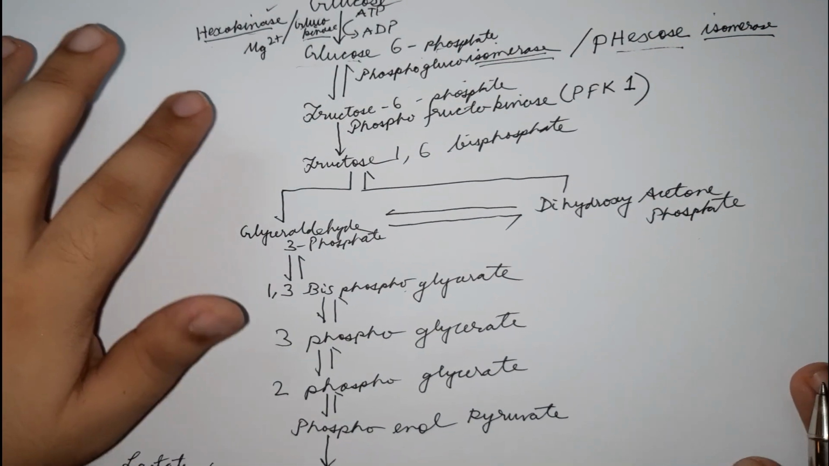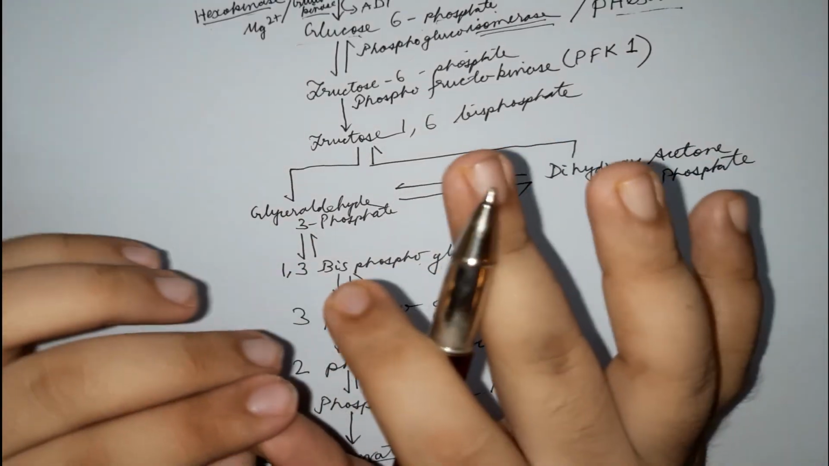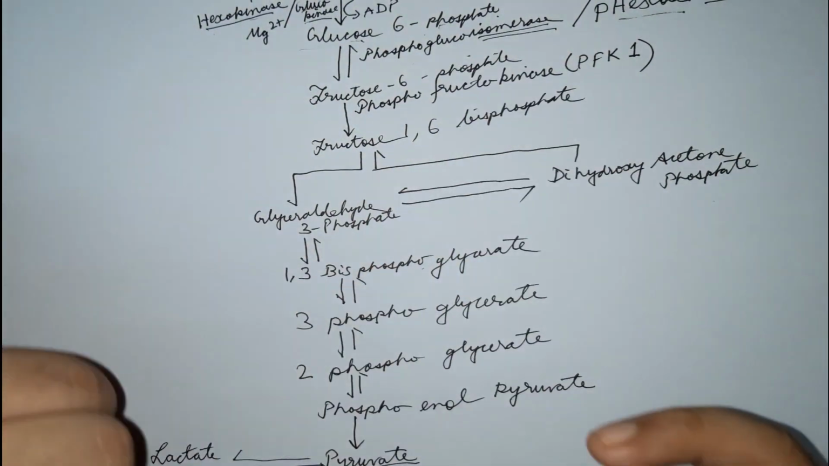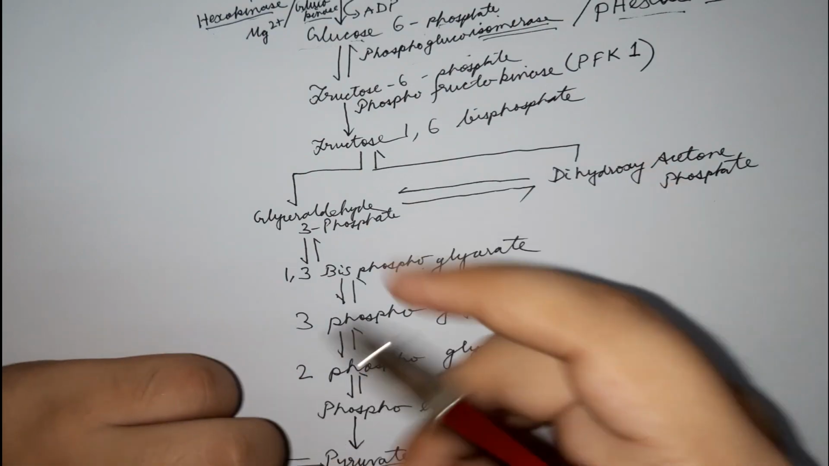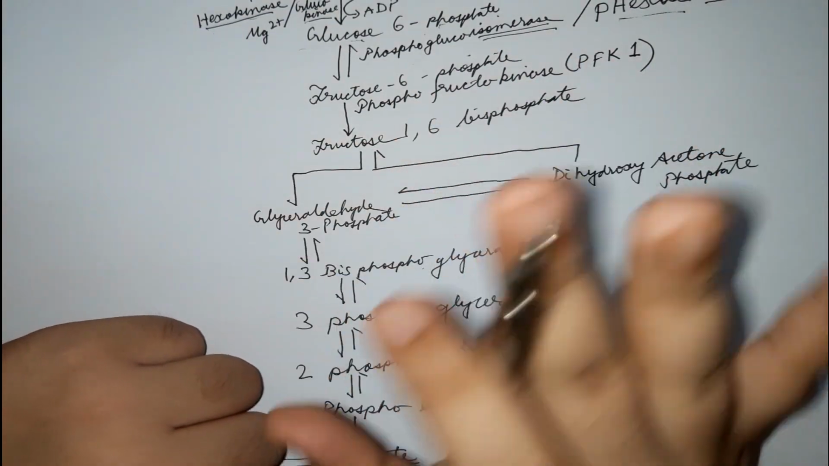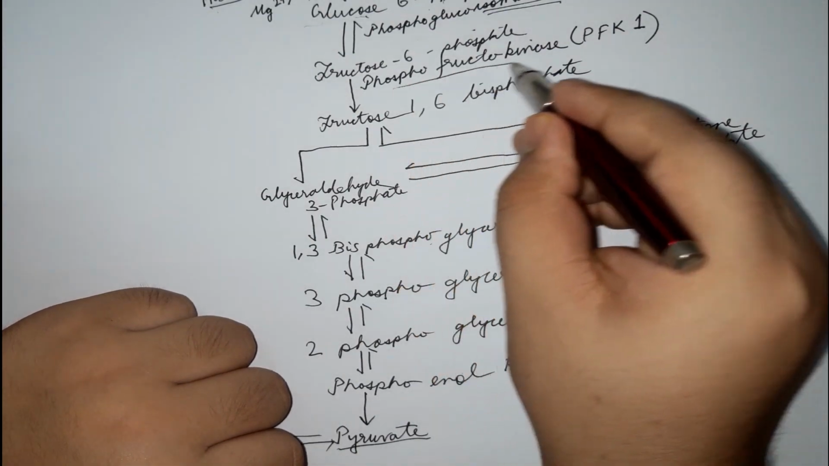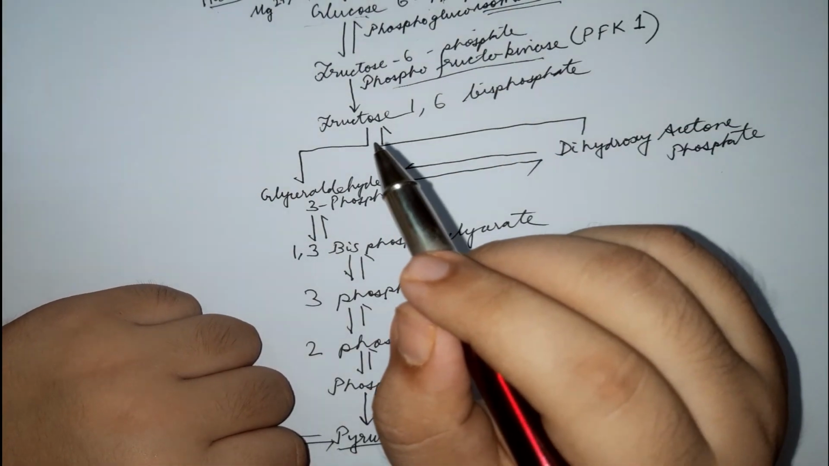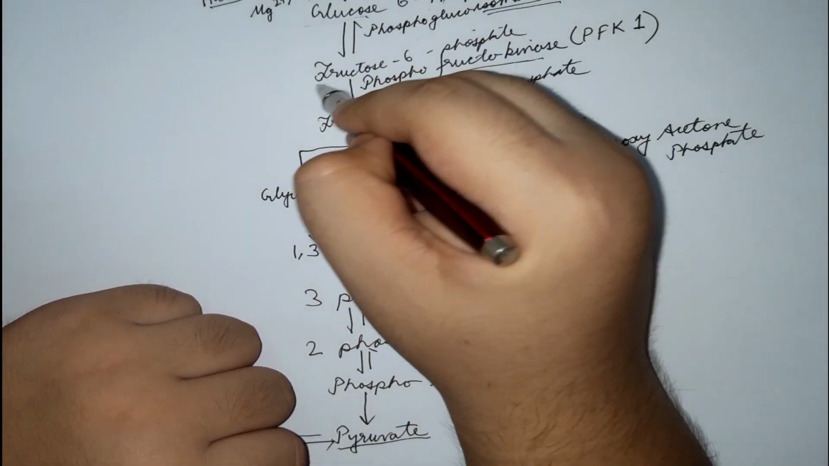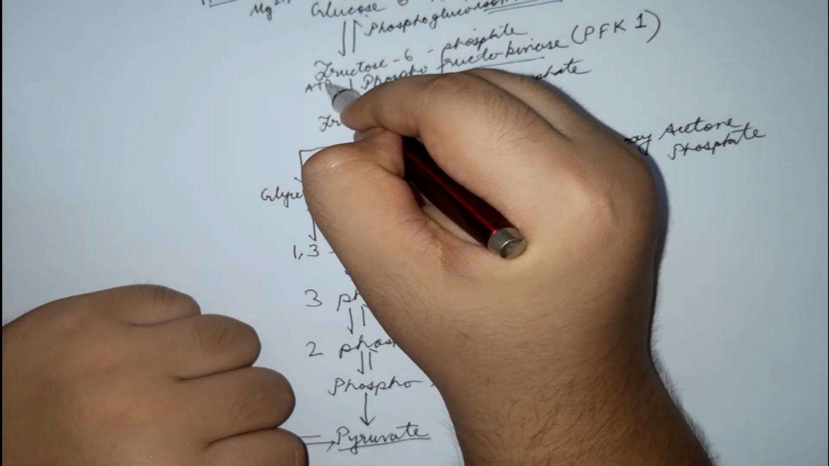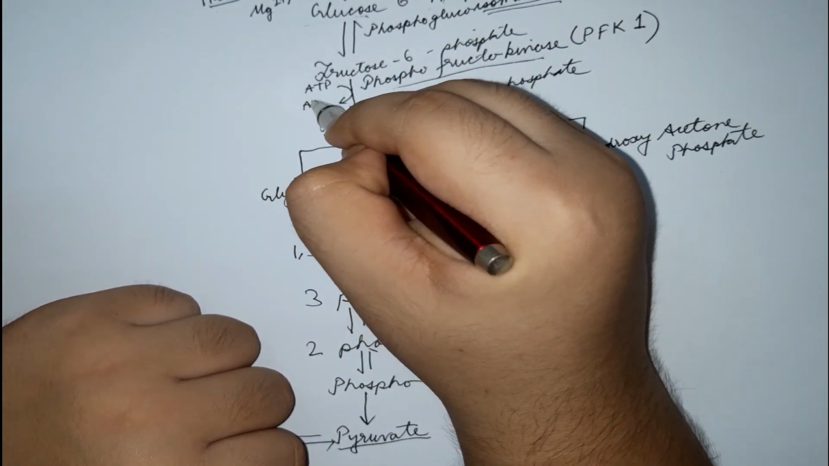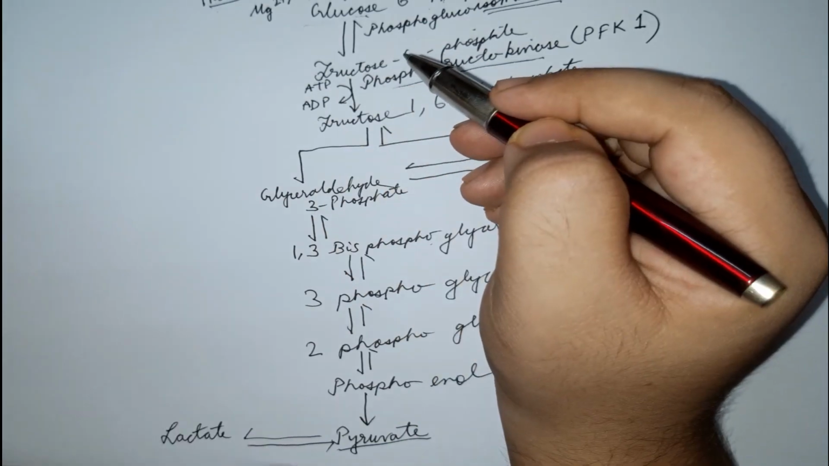And PFK2's action we'll see in the next discussion. It's not directly related to glycolysis. Indirectly related to the regulation of glycolysis, yes, later. Okay. So phosphofructokinase 1, this is the enzyme. And hence obviously we need a phosphate source, so an ATP is hydrolyzed, ATP to ADP.